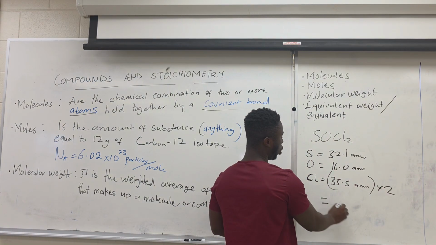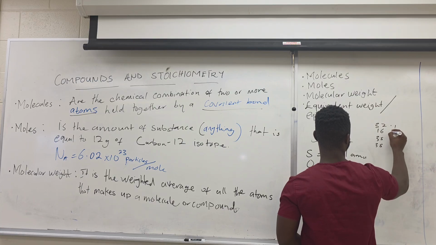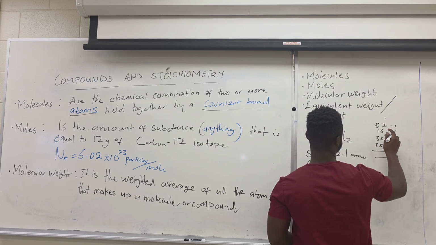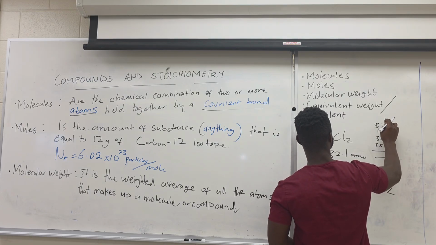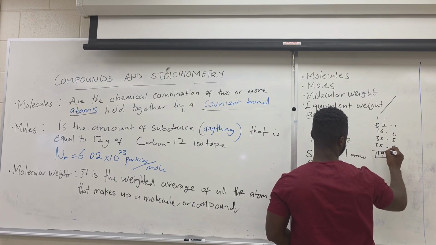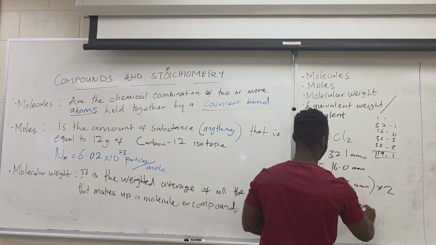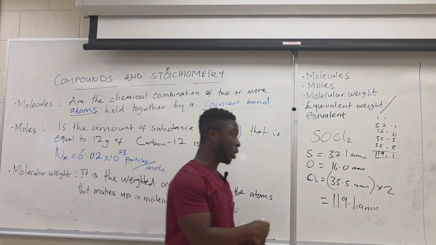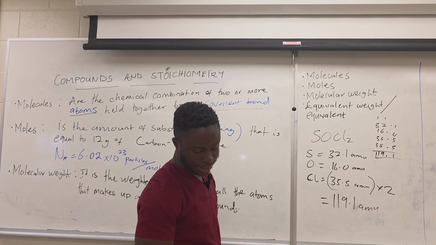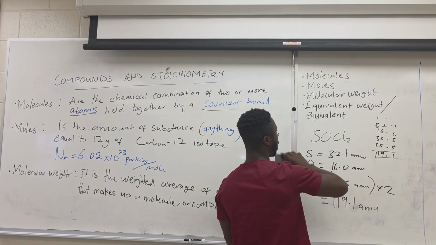2. So if we sum all of this together, we're going to do 32.1, 16.0, 35.5, 35.5. If we sum this, it's going to be 119.1. So the molecular weight of this compound is going to be 119.1 atomic mass units. I didn't use a calculator, and I went through it step by step because on the MCAT there is no calculator. You better take your time and do simple math like this, or you could look at it and then arrange it. So that will give you the molecular mass, the molecular weight of a substance.